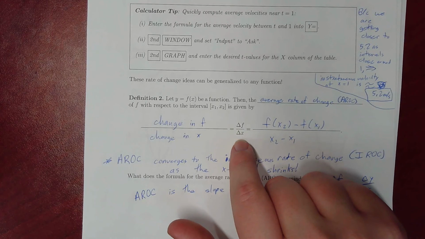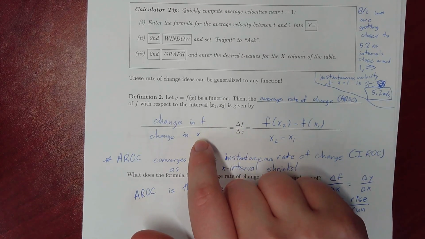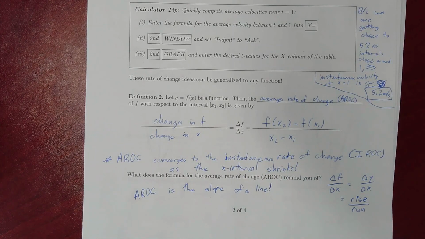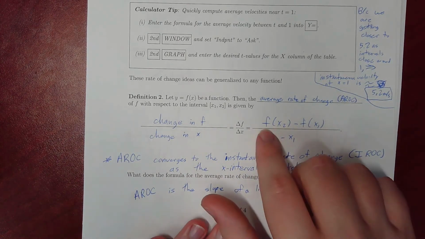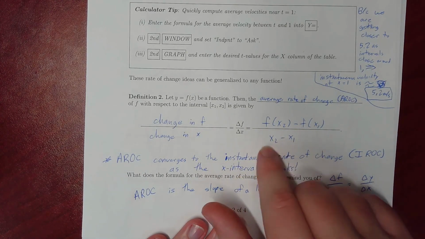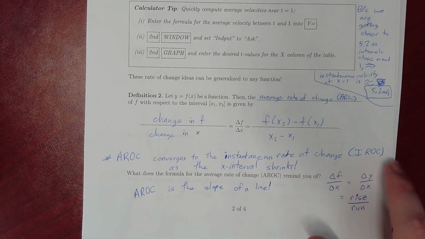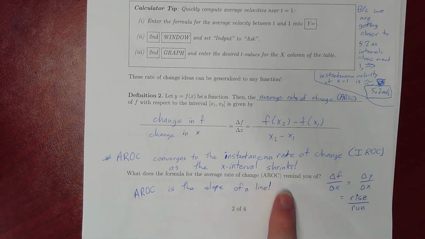So delta f over delta x. This will just be our way of symbolically noting these ideas. So if you see that in the future, don't panic. It's doing this: f of x2 minus f of x1, divided by x2 minus x1. And so what we've noticed is that the average rate of change converges to the instantaneous rate of change, IROC, as the x interval shrinks down.